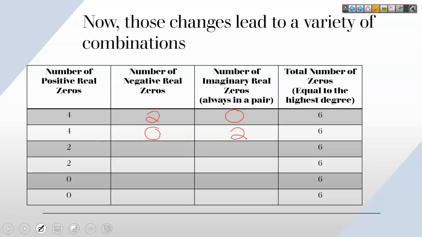Imaginaries must always be in pairs. Now, you could have 2 positive, 2 negative, and 2 imaginary. As long as they always add up to the degree, it's a valid possibility. 2 positive, no negative, 4 imaginary, no positive, 2 is our max negative, 4 imaginary, no positive, no negative, all 6 imaginary.